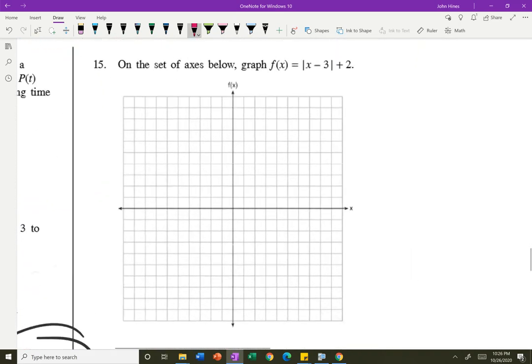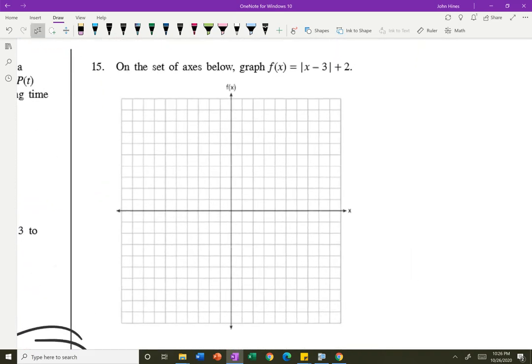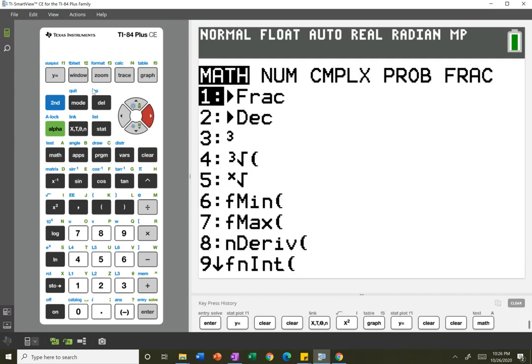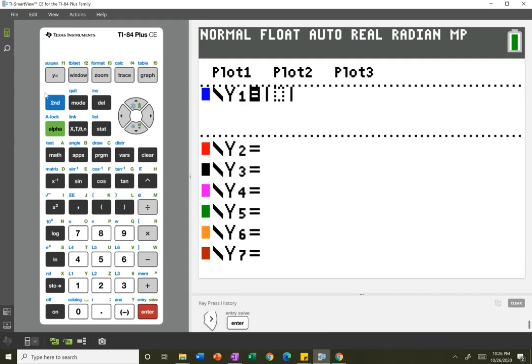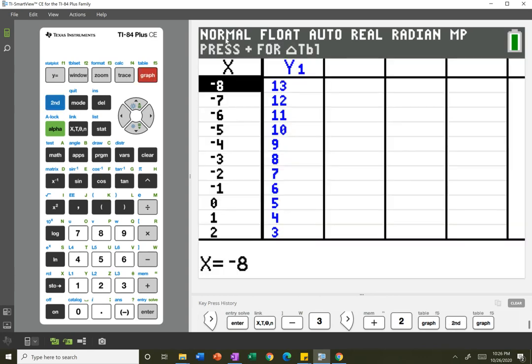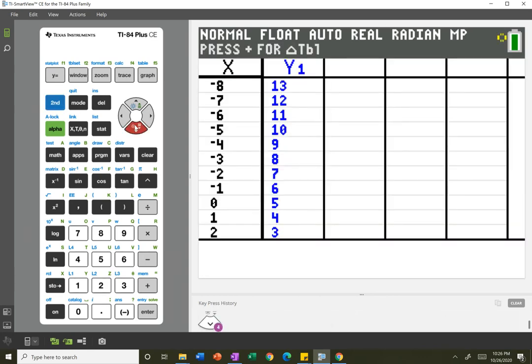Last 2, I want you to graph for me here. This is what I graphed before. On the set of axes below, graph the absolute value of x minus 3 plus 2. So we go to y equals, math, number, and there's our absolute value of x minus 3 plus 2. So there's that V-shaped curve, but since I want you to graph it, I actually need a table of values. And I got to make sure I get that turnaround to get those repeating x values there.